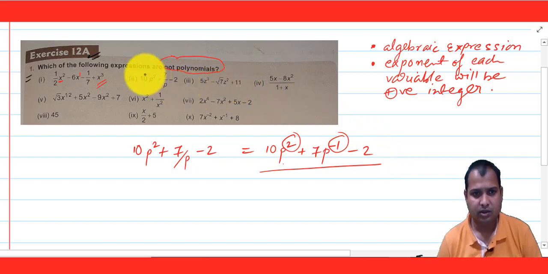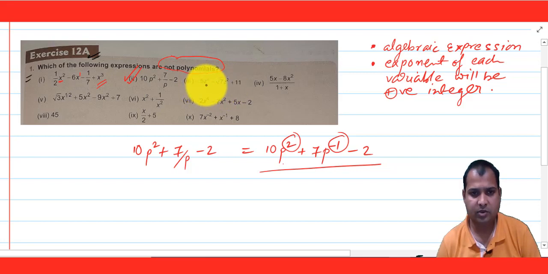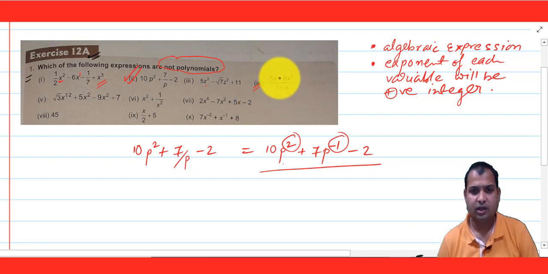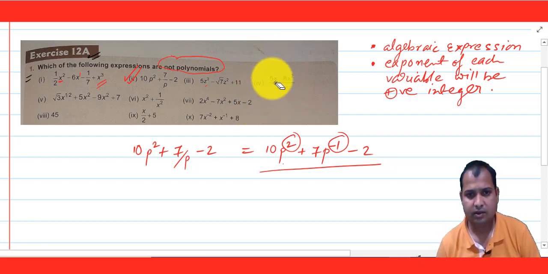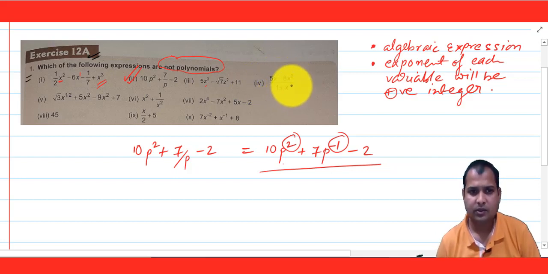So we have to take this one. Now number 3, here this is an algebraic expression and each variable, you can see, has a positive integer in its power. Yes, so this is a polynomial. Now we'll see 4. Here we see it is 5x minus 8x square upon 1 plus x. So this is not a polynomial. The reason is that here we have this x in the denominator. That's why this is also not a polynomial.